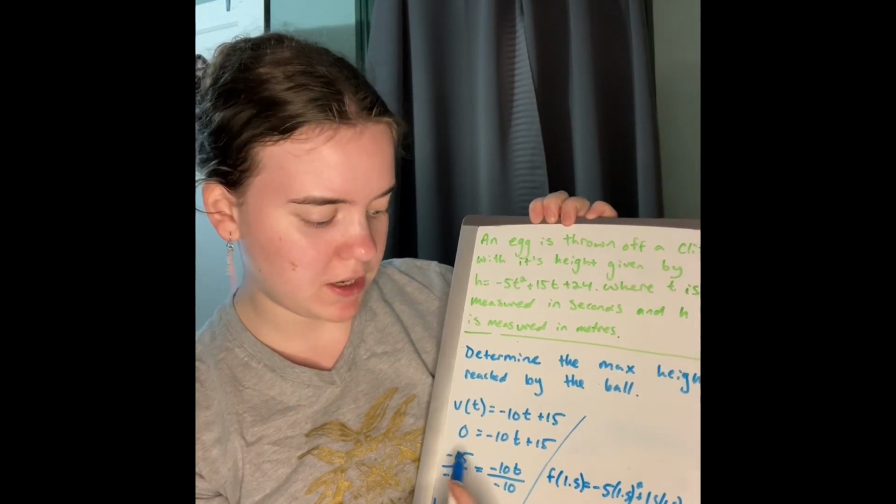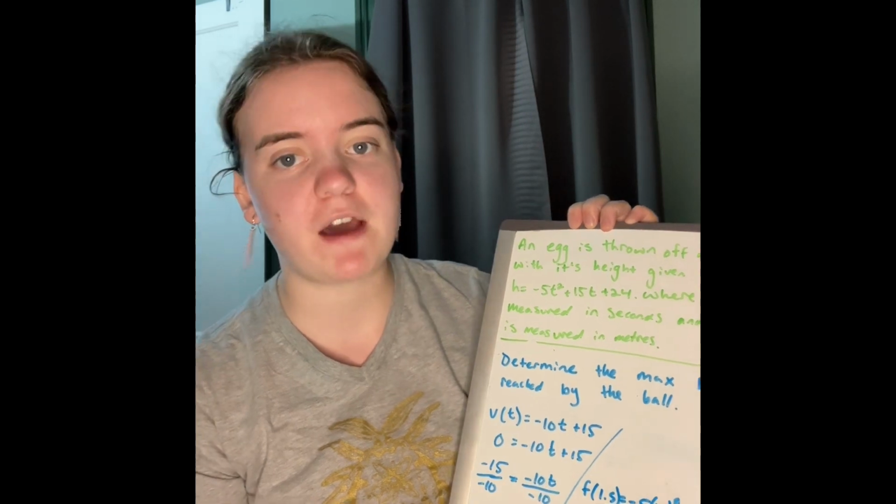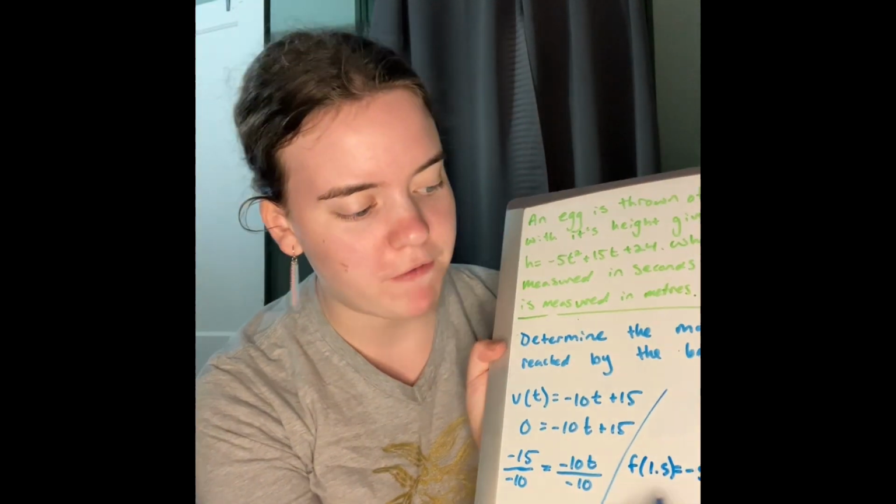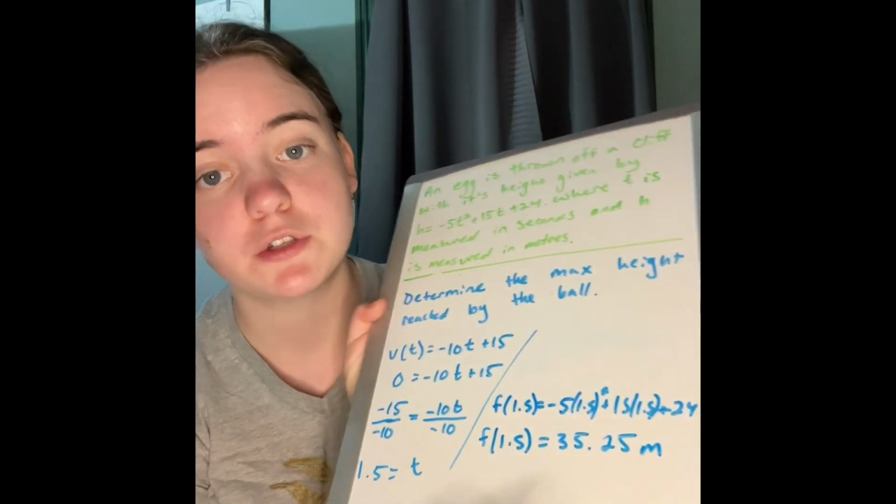Then the next question asks us to determine the max height reached by the ball. So we're going to plug 0 into one side of the velocity, and we get the time of 1.5, because 0 velocity is when it's going to be plateaued and at its max height. Then we plug that 1.5 for the time into the original equation, and we get 35.25 meters. So that will be the max height, 35.25 meters.